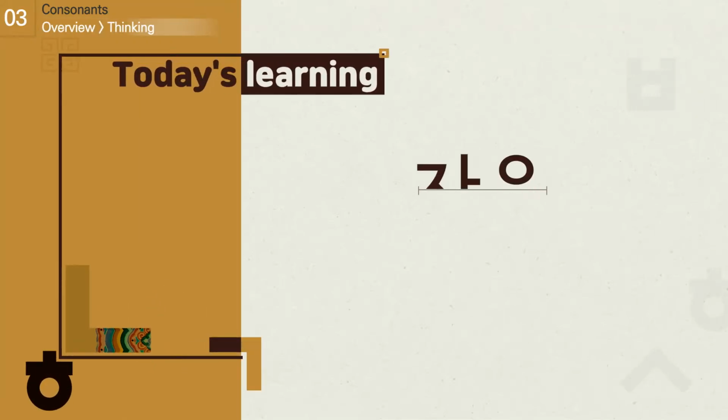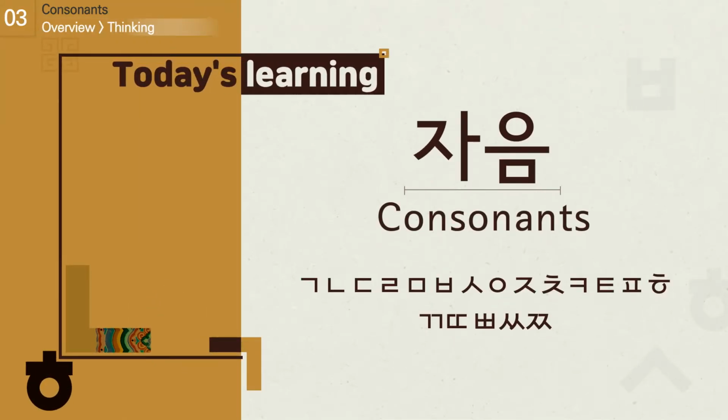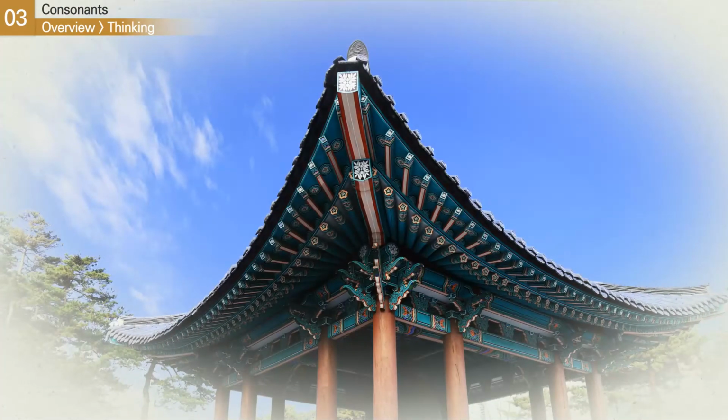Hello everyone! Today we will be studying the Hangul consonants. This is a traditional Korean-style building. What characters do you see in the picture? Can you pick out any particular shapes?